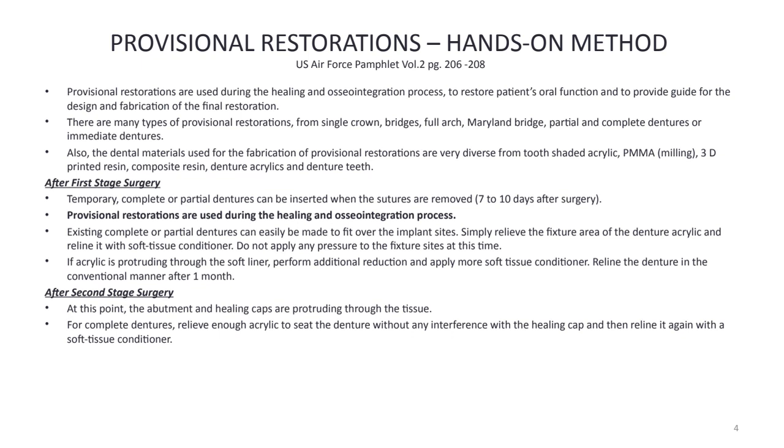There are many types of provisional restorations, from single crowns, bridges, full arch, Maryland bridge, partial and complete dentures, or immediate dentures. Also, the dental materials used for the fabrication of provisional restorations are very diverse, from tooth-shaded acrylic, PMMA for milling, 3D printed resin, composite resin, denture acrylic, and denture teeth.